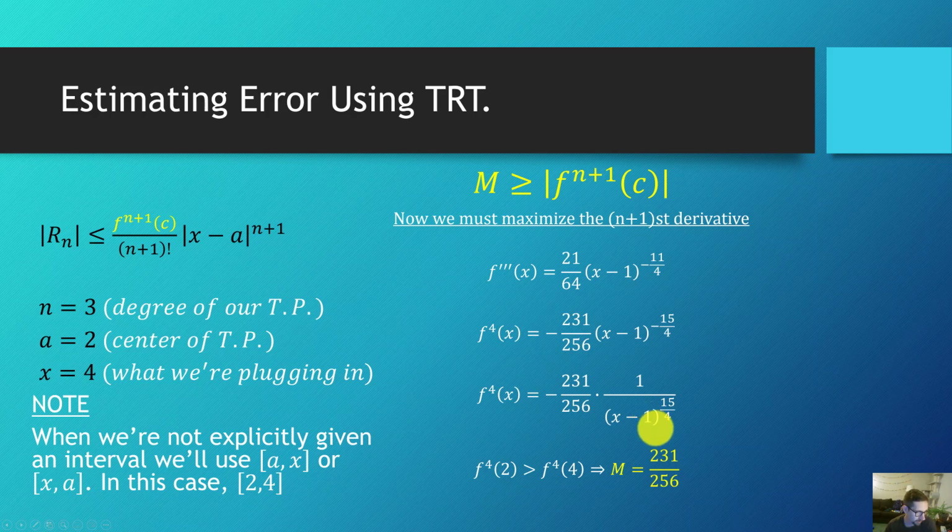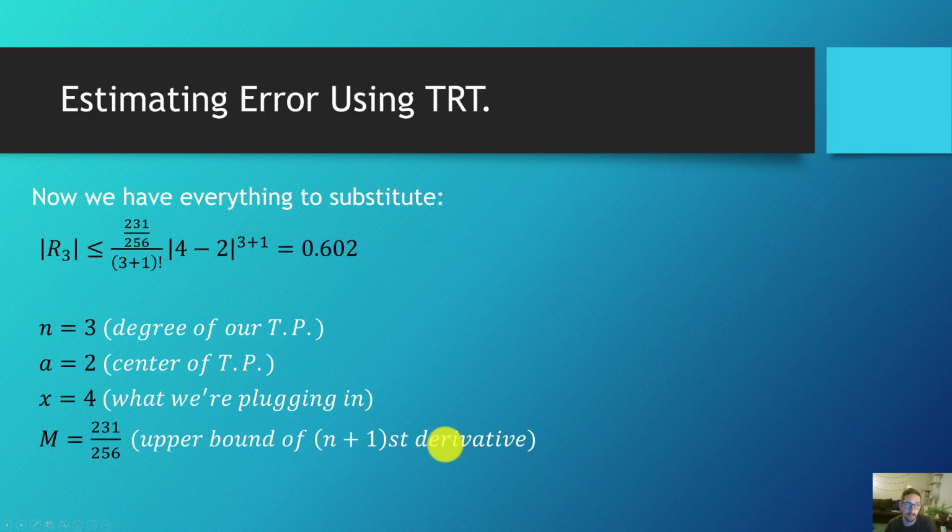Now that we have that, we can just put everything we know in. We know n, a, x, and m. So plugging that in, replacing all the n's with 3's, replacing the a and x with 2 and 4 respectively, and replacing the f^(n+1)(c) with our value for m, 231 over 256. We can plug this all in, and we'll get 0.602 for our maximum upper bound, which is not a very good approximation. It's not very good at all.